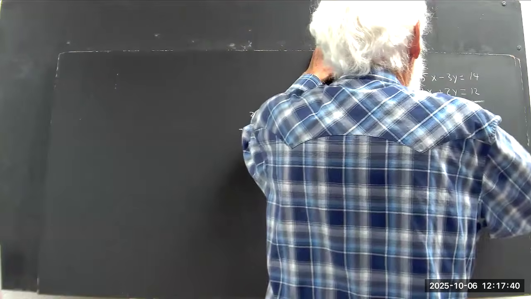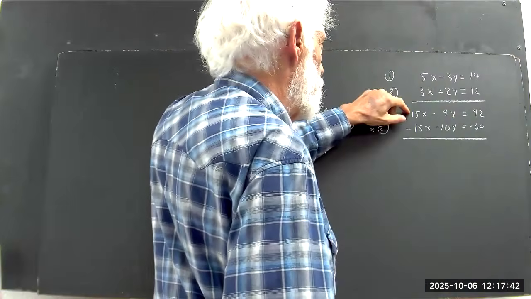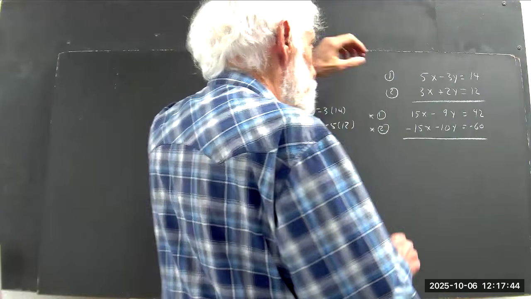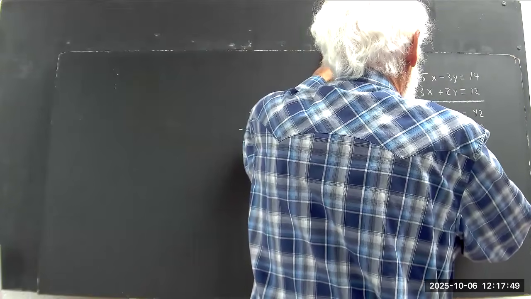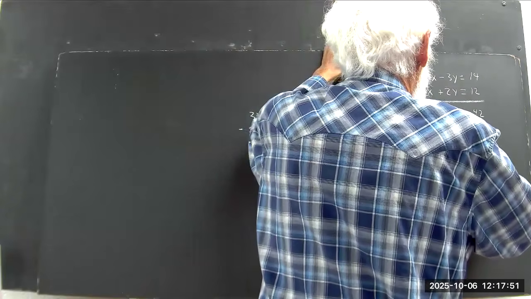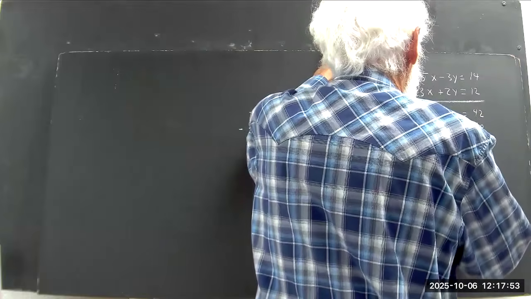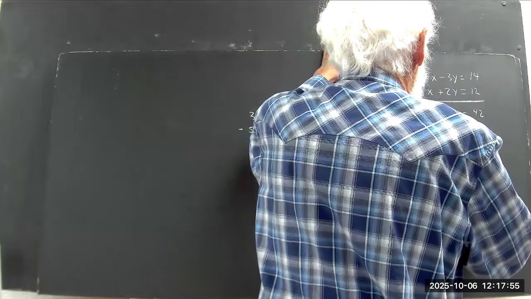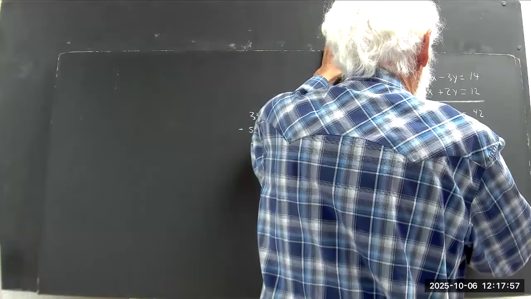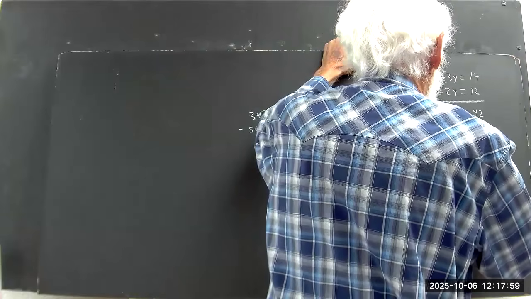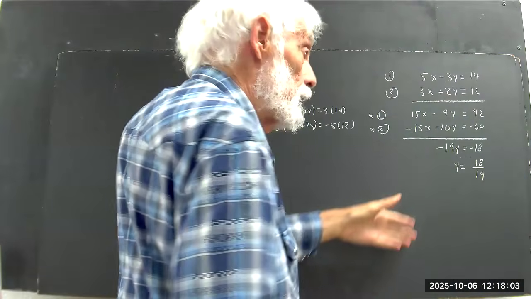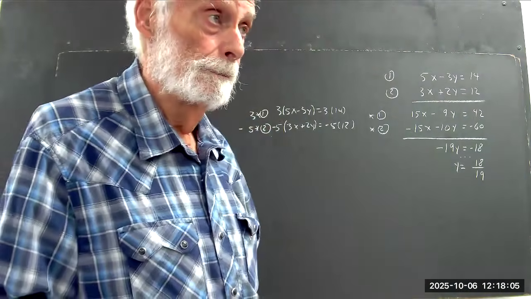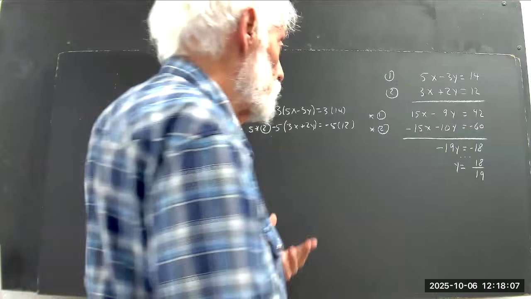And then you add the 15 and the negative 15, you get 0. And you get negative 19y equals negative 18. So y equals 18 over 19. Now, I haven't written that out in all the detail, partly because we're almost out of time.